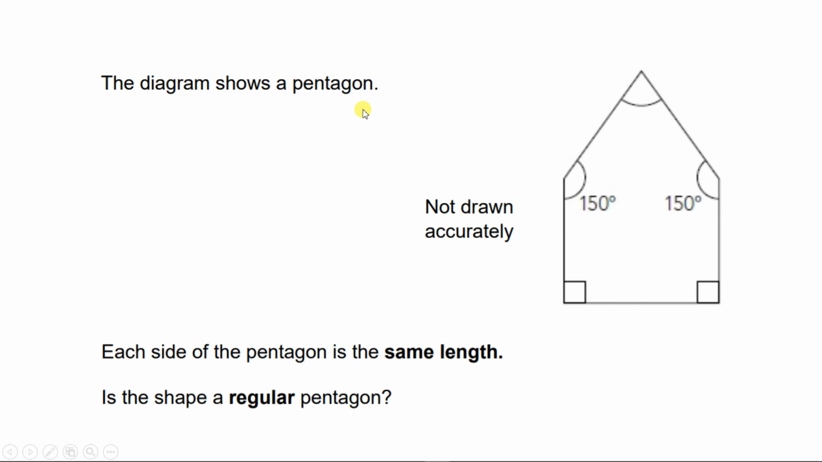This diagram shows a pentagon. Each side of the pentagon is the same length. Is the shape a regular pentagon? Well, no, it's not, because to be a regular pentagon, not only do the lengths have to be the same, but the angles have to be the same as well. And we can see here we've got some right angles and some obtuse angles, so it's not a regular pentagon, because in a regular pentagon all angles are the same.